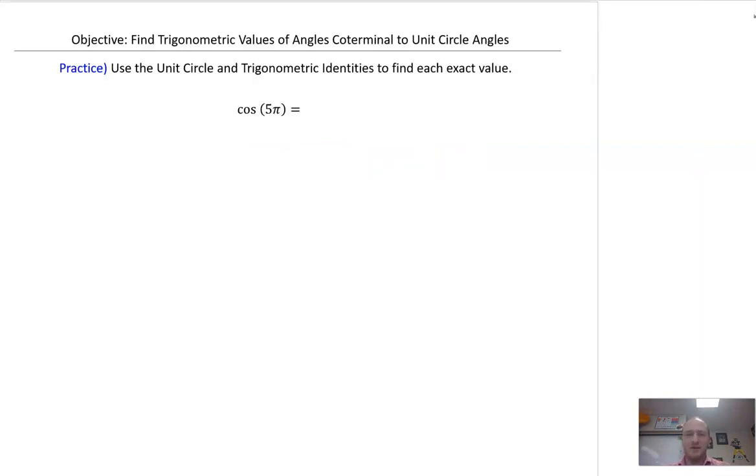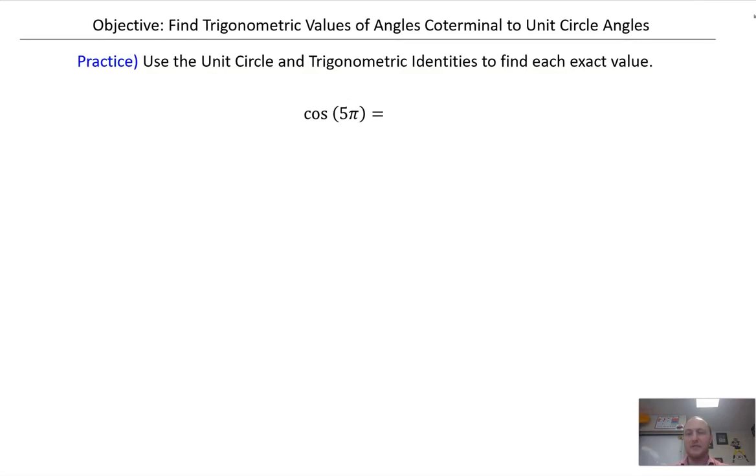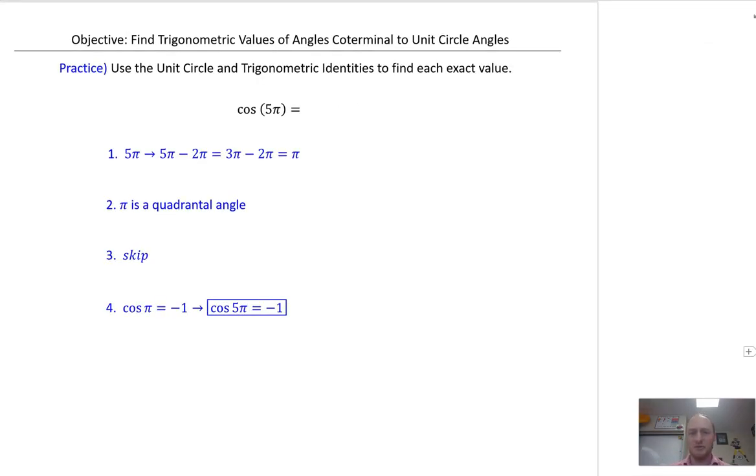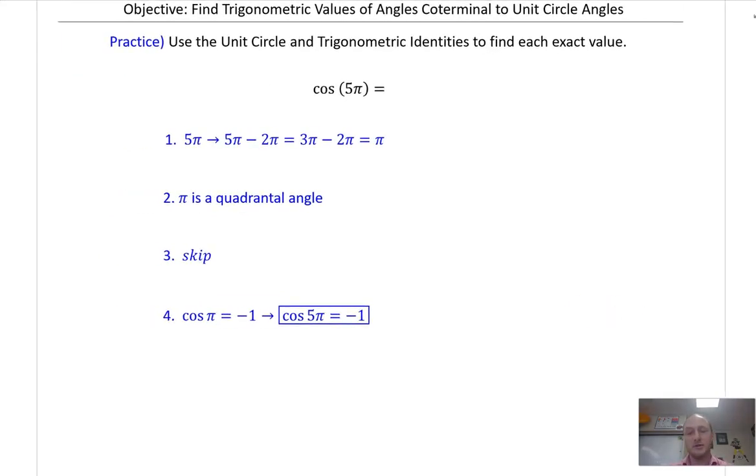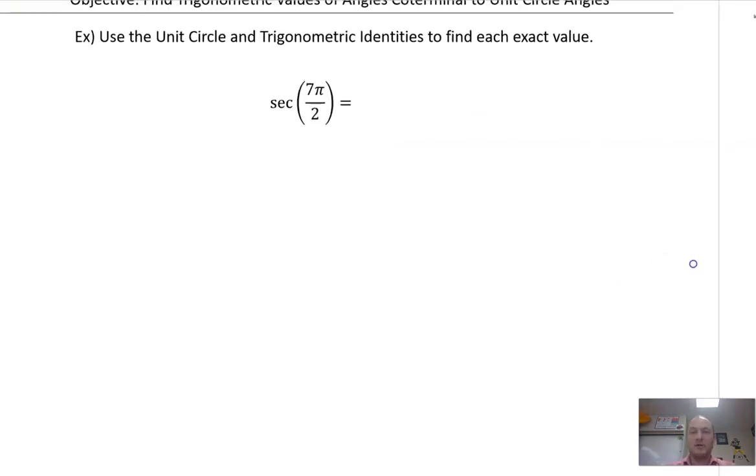All right, here's another example. Ooh, cosine of 5 pi. Please pause, try. All right, and here is your solution. And it is coterminal with pi. So this is a quadrantal angle, so you don't have to do step 3, right? Because it's a quadrantal, so cosine of pi, that's the x value, -1. Simple. Simple, simple, simple. Okay, well, what about the tricky ones?